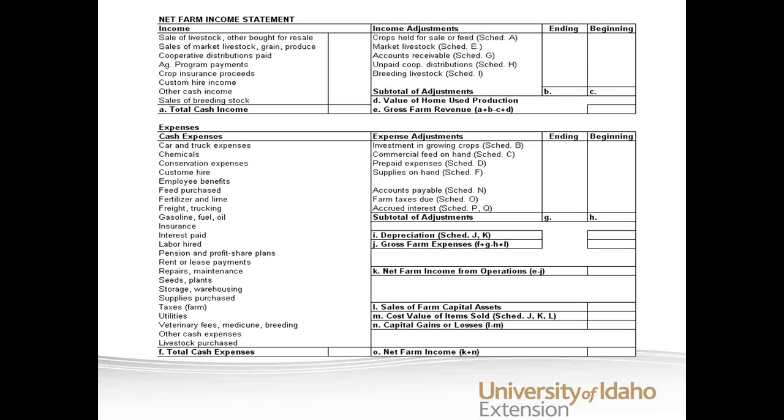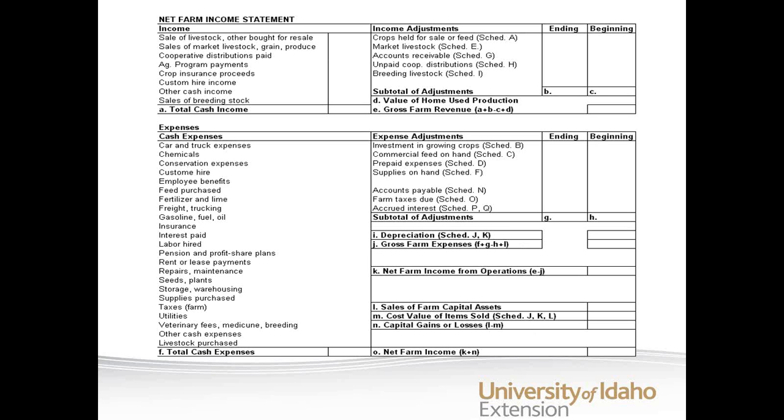And that's done for accounts receivable, accounts payable, and down here on the expense adjustments for investment in growing crop, prepaid expenses, accounts payable, and taxes and accrued interest. So these adjustments make it possible that we can turn this, which is the basic form of a Schedule F or an income statement, into an accrually adjusted income statement and really account for net farm income that is the actual net farm income for the farm for that production year.